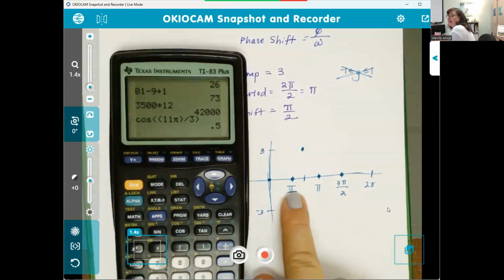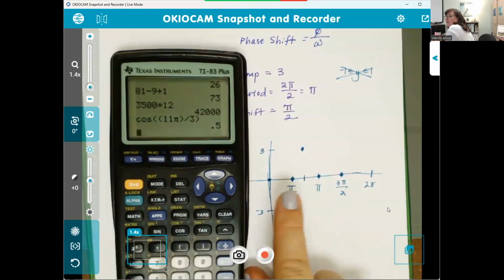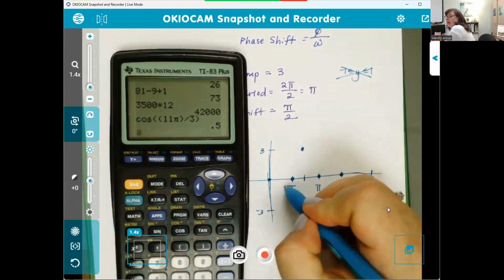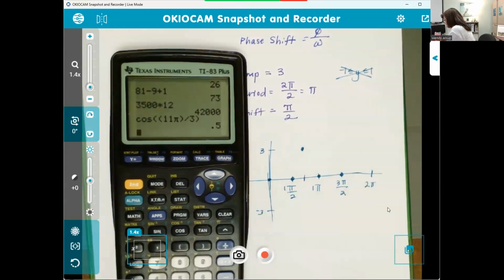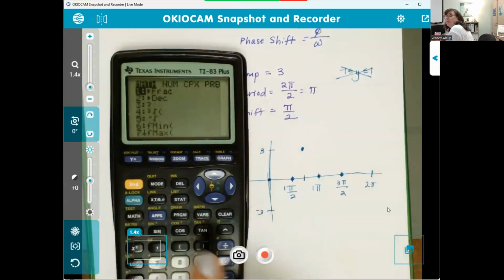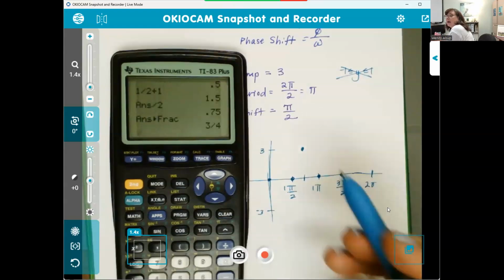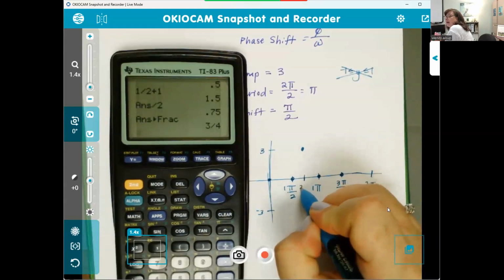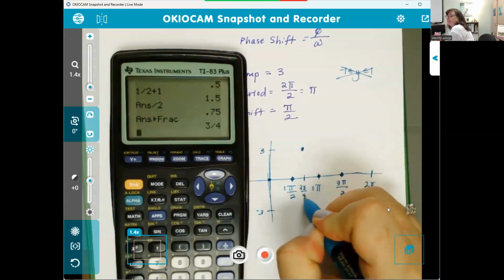Well, just forget the pi part for the moment. Let's just take the fraction parts. This is 1/2 plus 1. I'm going to divide it by 2, but I want it in fraction form, so math frac, and that's 3 pi over 4 there.